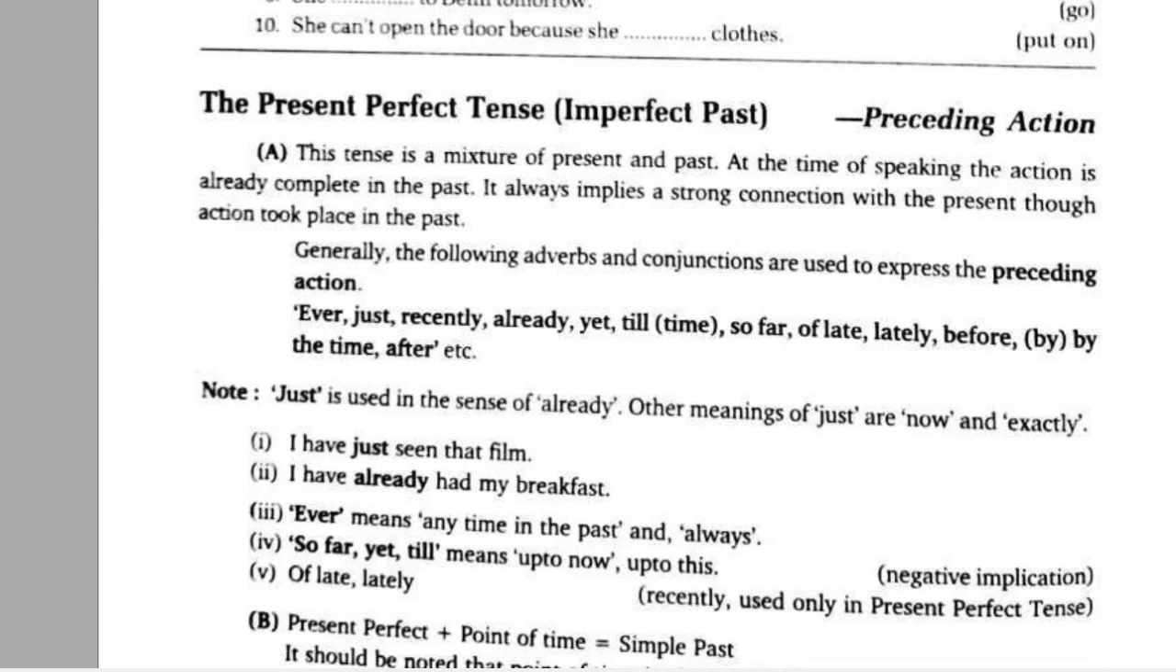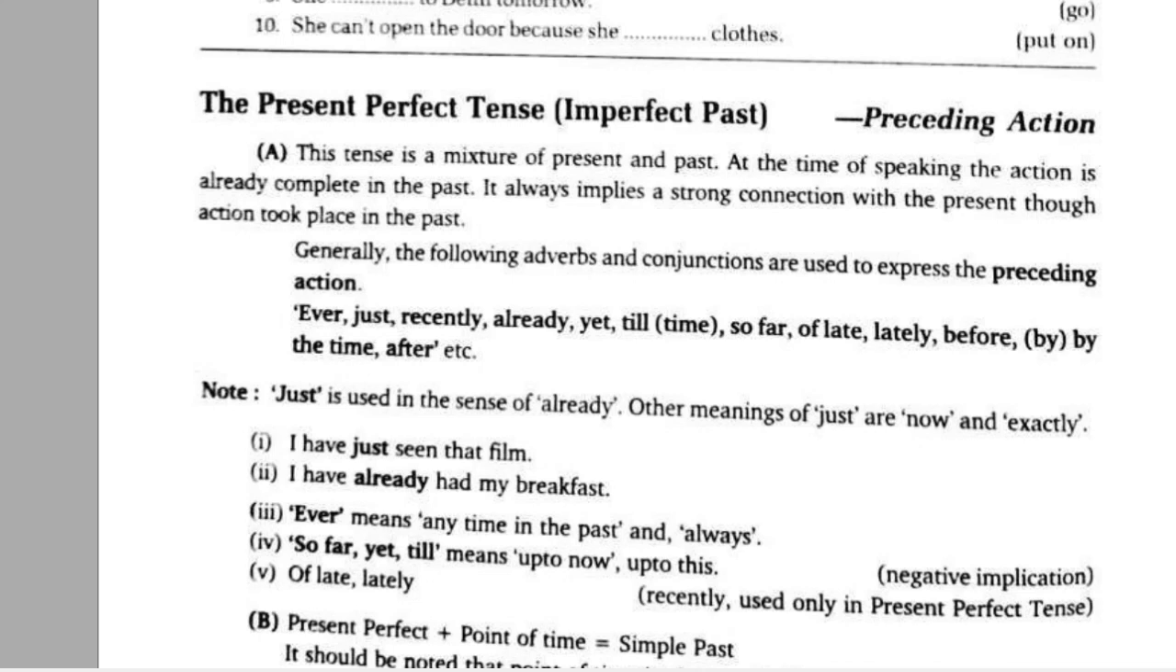The present perfect tense, a preceding action. The tense is a mixture of present and past. At the time of speaking, the action is already complete in the past. It always implies a strong connection with the present, though the action took place in the past. Generally, the following adverbs and conjunctions are used: ever, just, recently, already, yet, still, so far, of late, lately, before, by the time, after.